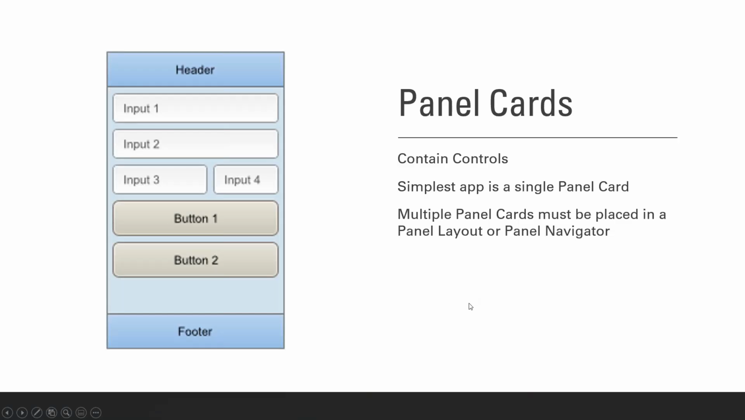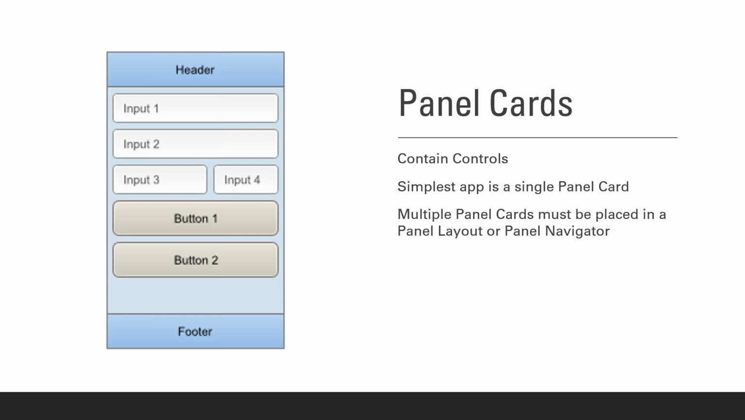So a panel card is the simplest panel that exists in Alpha Anywhere. If you design an app with panels, at a minimum, it must have a panel card, and the app could just be a panel card full of all the controls you want to display. So the image we've got on the left-hand side here is a panel card. It has a header, it has a footer, and it has a bunch of controls and two buttons in it. And that's it. That's the whole thing.